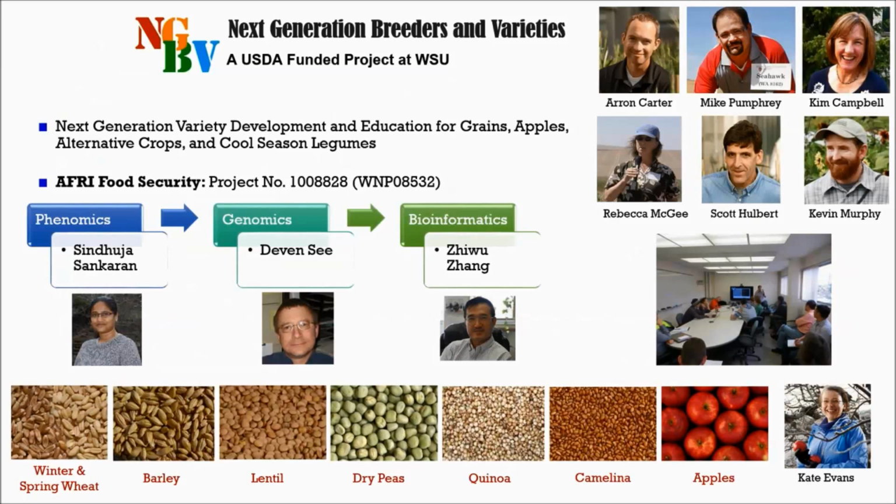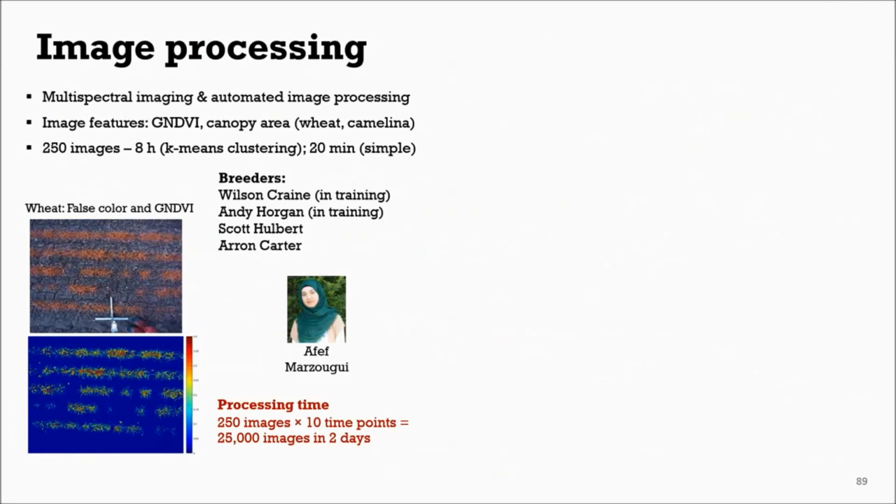So we are 3 cores. We have a phenomic core led by my group, genomics as well as bioinformatics. These are the breeders, including apple breeder, Dr. Kate Evans, and a range of crops. Each crop is very different in terms of cropping systems. Their goals are different. The way they grow is different. So we are learning a lot through this project.